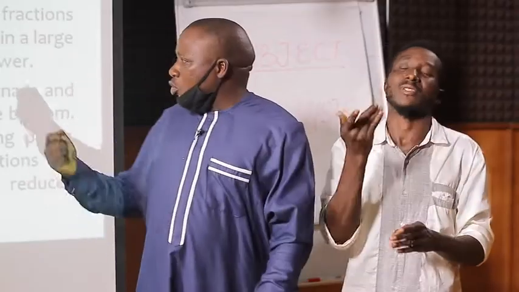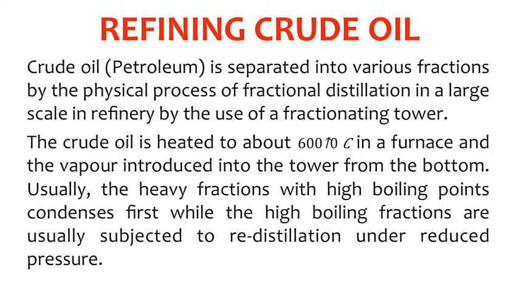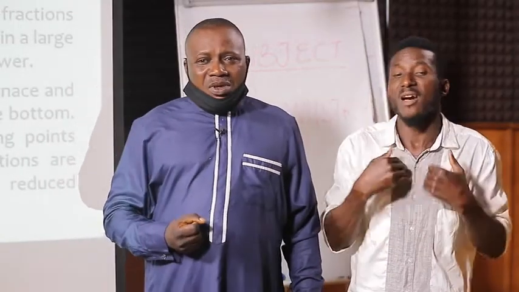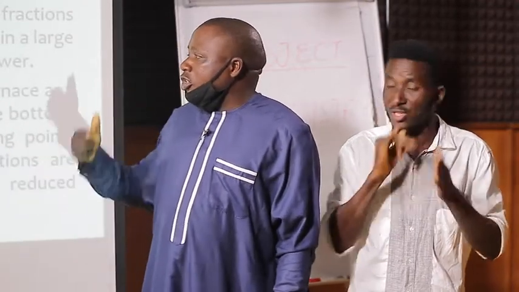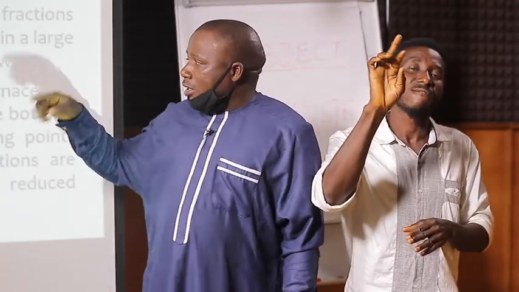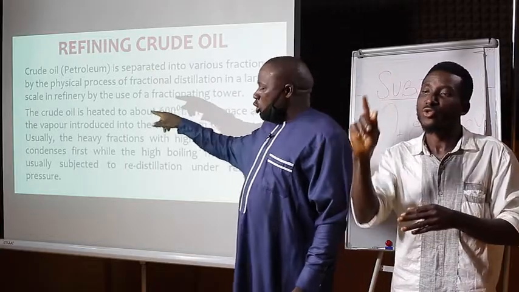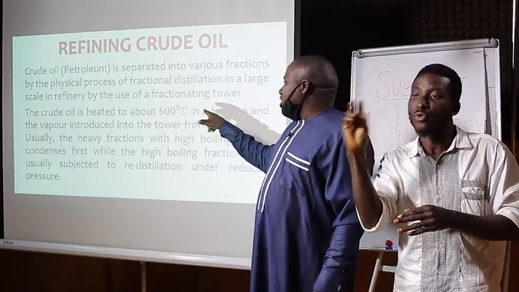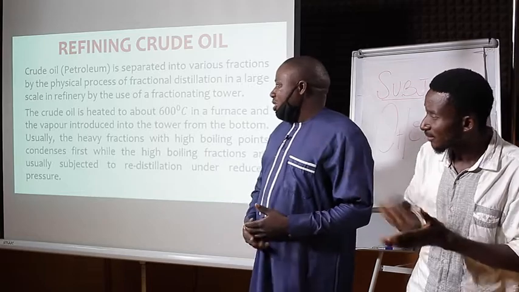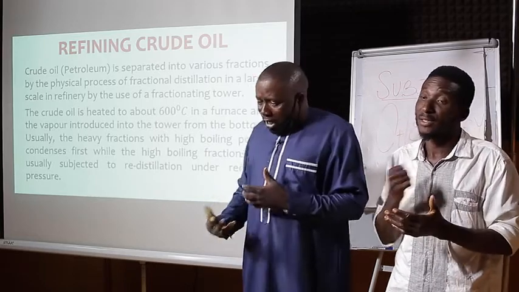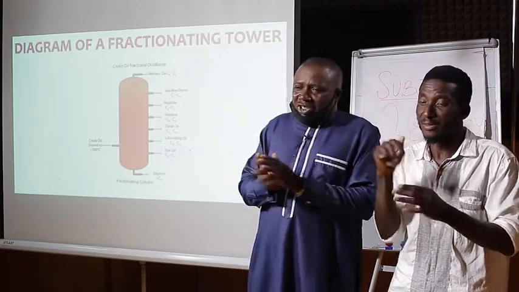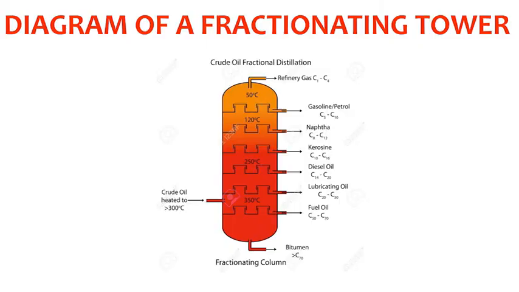The process we use in separating the various fractions of this petroleum product is called fractional distillation. How is this fractional distillation carried out? If you have been to the refinery, you will have what we call a fractionating tower. Heat is supplied at about 600 degrees Celsius in a furnace, and then the mixture goes into a particular container. In chemistry, we describe that container as the fractionating tower.